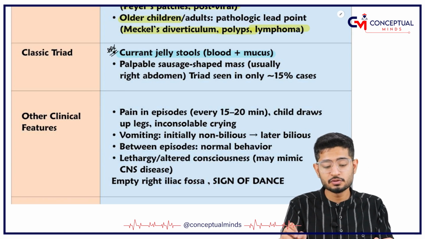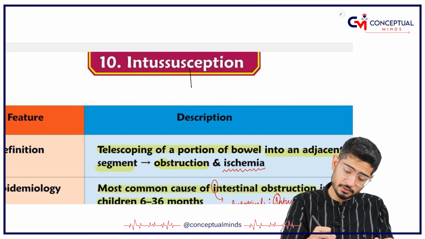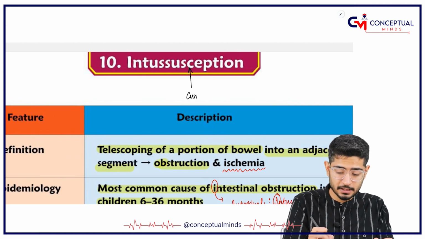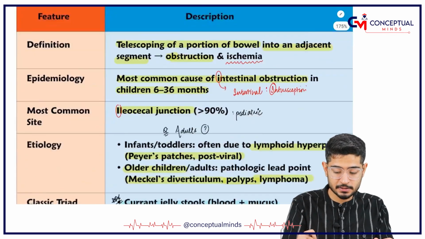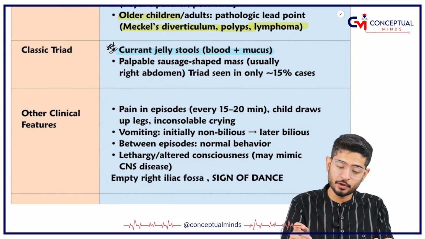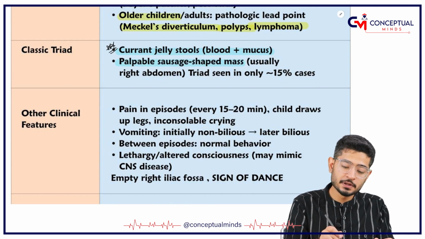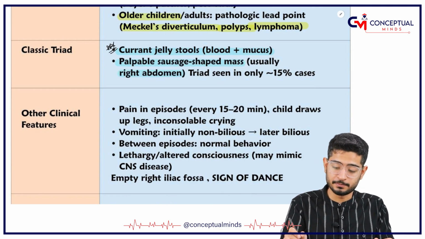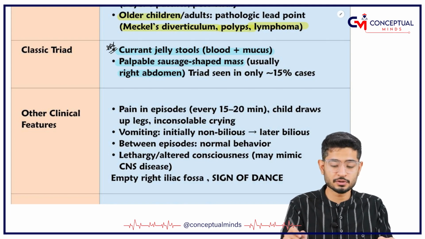So Currant-Jelly Stools are seen in intussusception. I always teach students, please don't forget this C. This is telling you Currant-Jelly stool. Okay, Currant-Jelly stool. This is extremely important. Okay, and because there is an intussusception, there is going to be a sausage-shaped mass, which is usually there in the right abdomen. Okay, right? So there is a sausage-shaped mass which is going to be there. There is a Currant-Jelly stool which is going to be there.